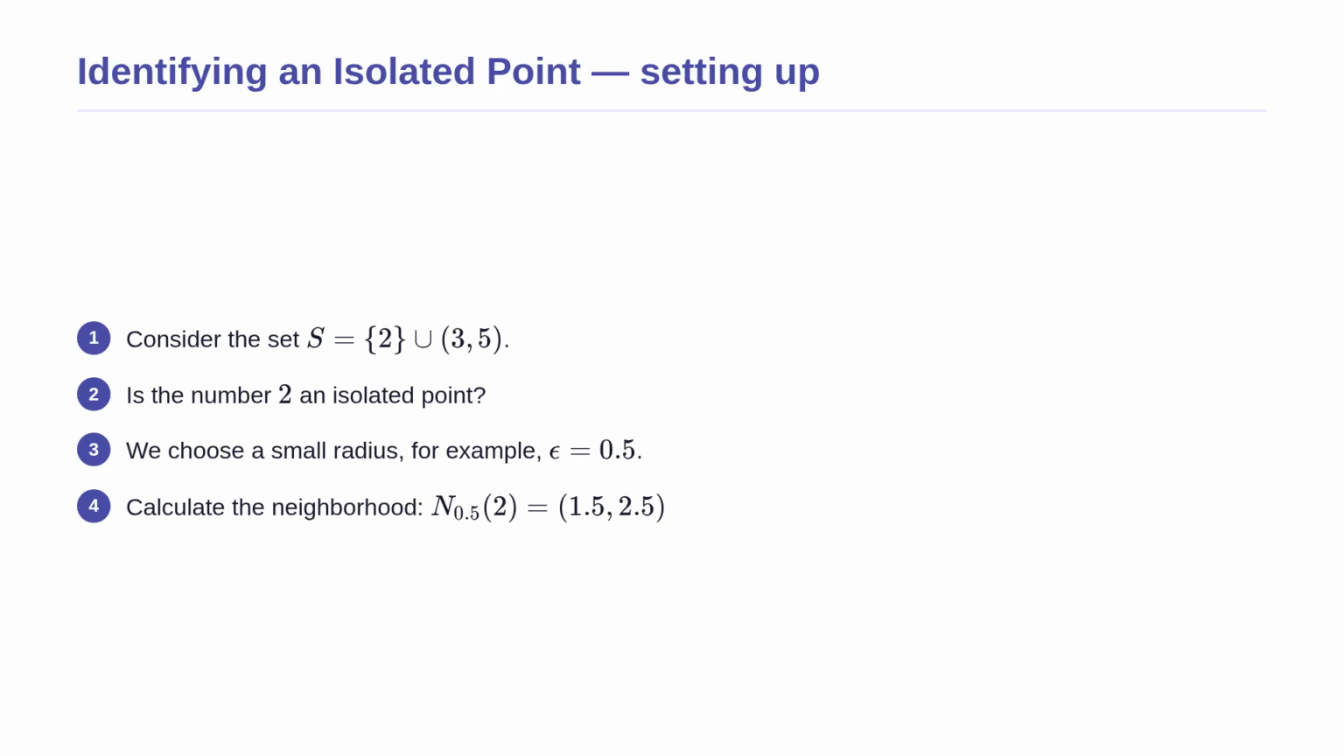We will try to find a small neighborhood around 2 that does not touch the interval from 3 to 5. We choose a small radius, for example 0.5. We calculate the neighborhood by subtracting and adding 0.5 to our center point 2, giving us an interval from 1.5 to 2.5.